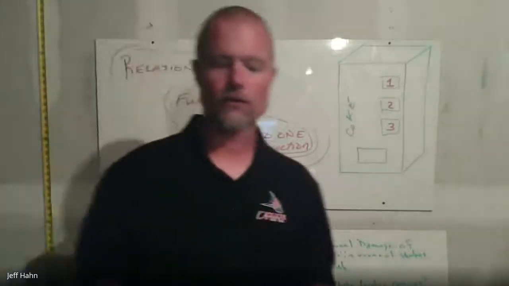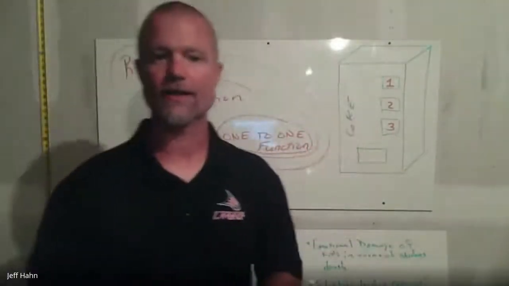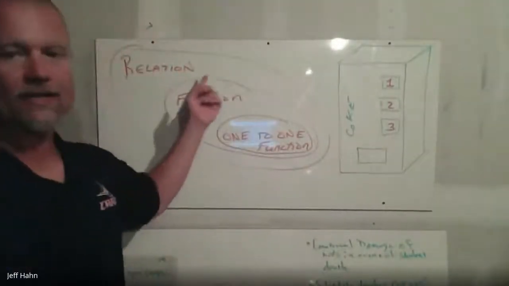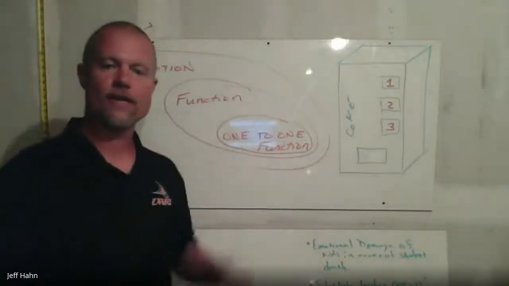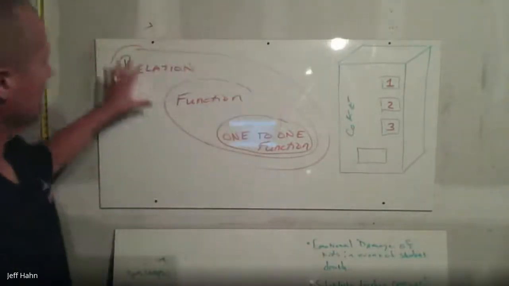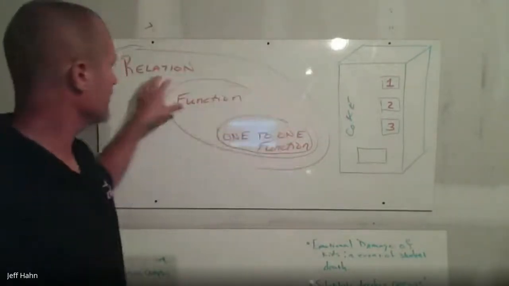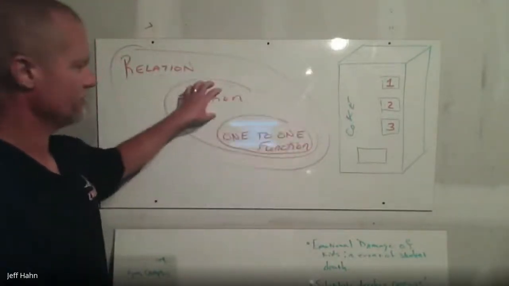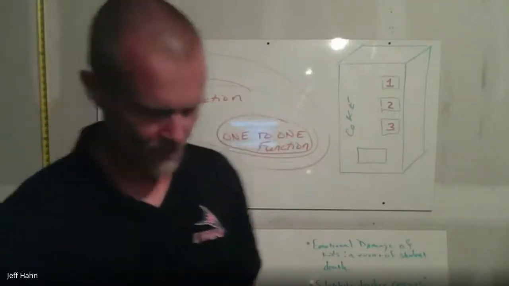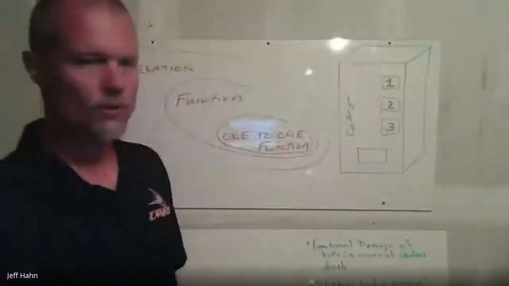Hi everybody, today we're going to look at this Coke machine here that I masterfully drew, and we're going to talk about this idea about a relation, a function, and a one-to-one function. So it's a Venn diagram, so everything in here is a relation. Everything inside this circle is a function, and then some of these functions are also called one-to-one functions. So let's review what those are.